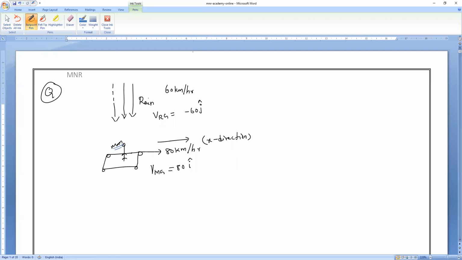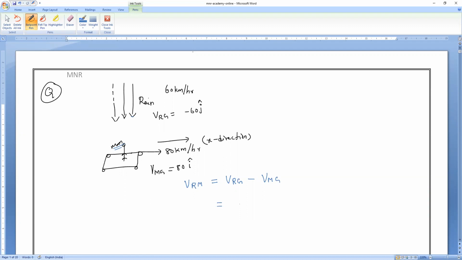Now they are asking us to find in what way the man has to hold the umbrella against this rain. As we all know, if you want to know the direction for the umbrella, we have to find the relative speed of rain with respect to whom? The man, which is equal to the speed of rain with respect to ground minus the speed of the man with respect to ground.